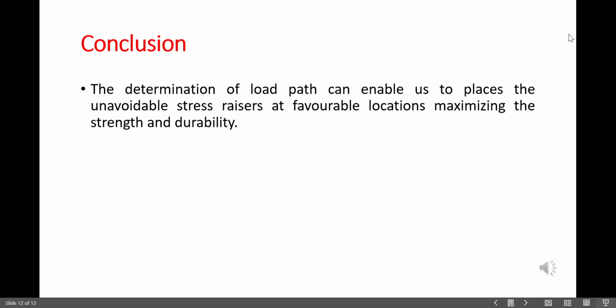I conclude by saying that the determination of the load path helps us to decide the location of the stress raisers in such a way that we can maximize the strength of the structure.